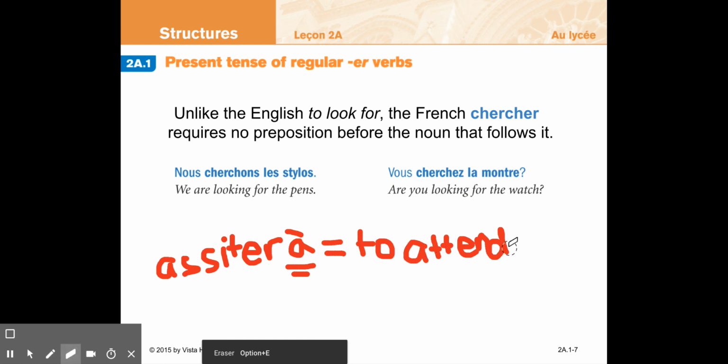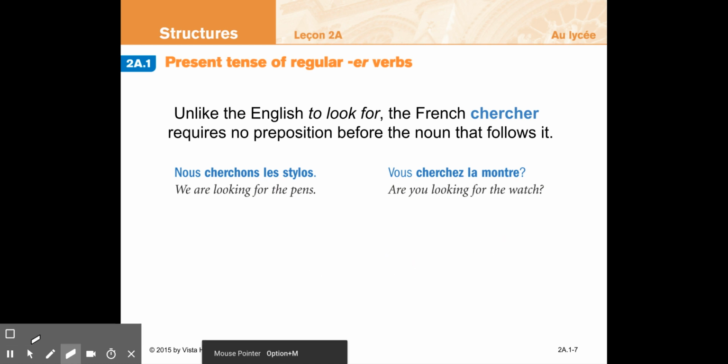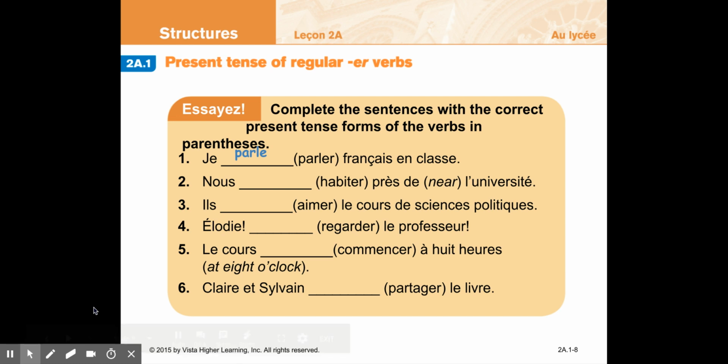Okay, let me go through and delete all of this really quickly, since I don't want it to show up on the next slide. So this is just a little bit of practice for you. I'm going to ask you to do this on the next activity. You're going to complete the sentences with the correct present tense of the verb that's in parentheses.